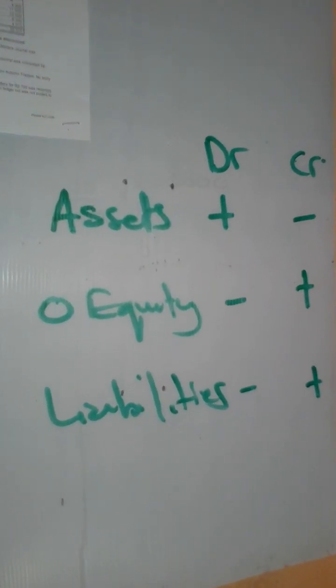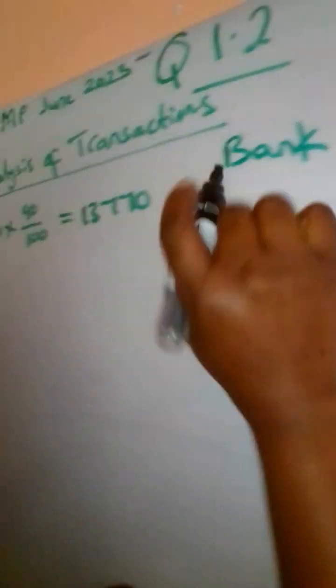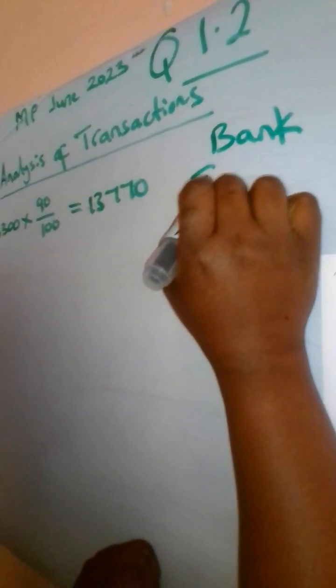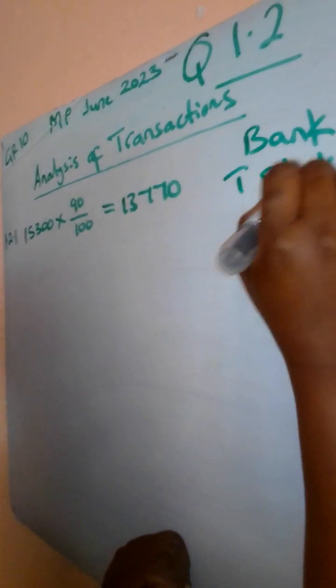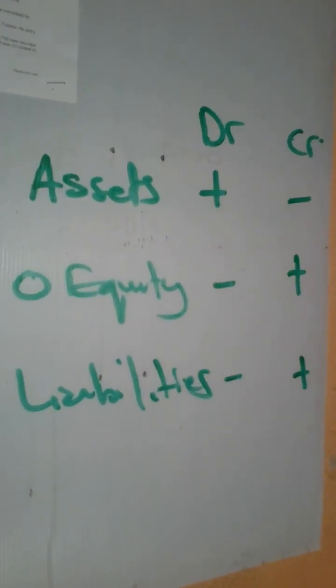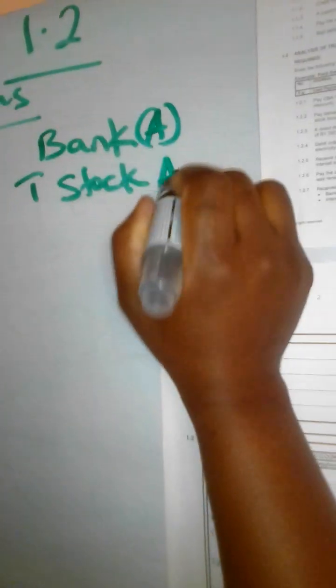Okay, so let's go back to the transaction. We paid. The moment you read the word pay, it means bank is there. What did we pay for? We paid for trading stock. So there's bank and trading stock. Where do we find bank and trading stock on the accounting equation? On assets, owner's equity and liabilities. Bank is an asset, trading stock is an asset.